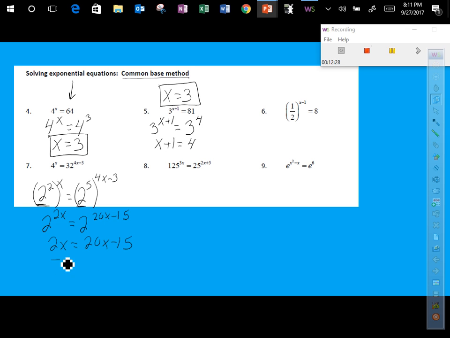Subtract 20 from both sides, so I've got negative 18x equal negative 15. Looks like x is going to be negative 15 over negative 18. So it looks like it's going to be 5/6.